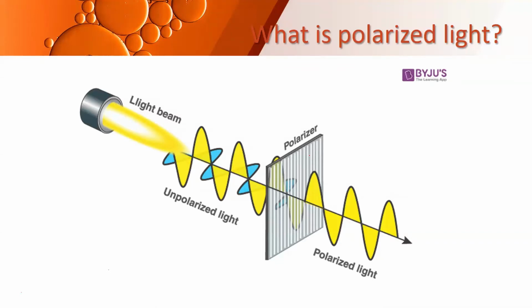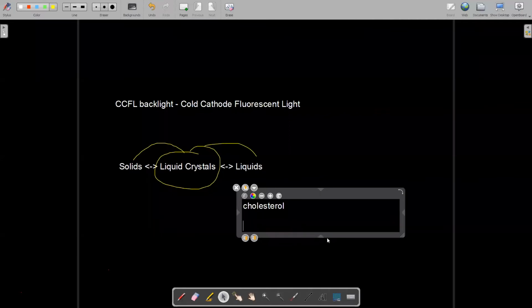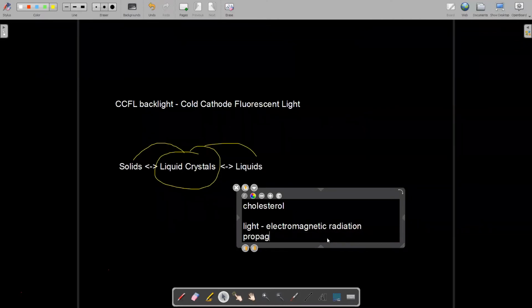Now, normally a polarizer film would be something of this type. You can see vertical ridges on it. Normally light is actually what? Electromagnetic radiation. Light is actually electromagnetic radiation which propagates in all directions.